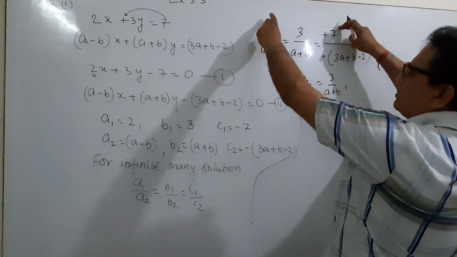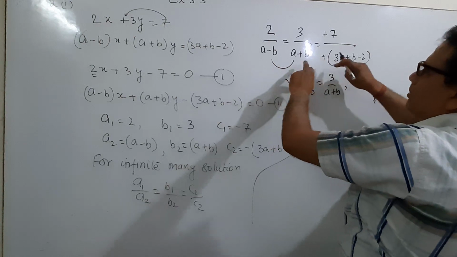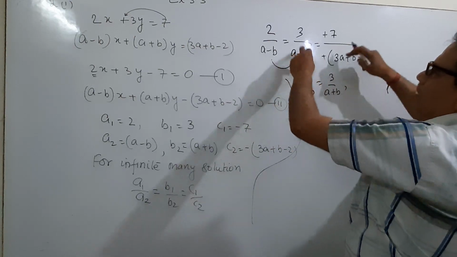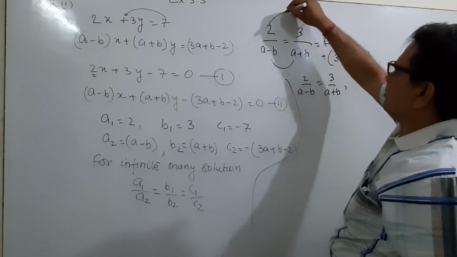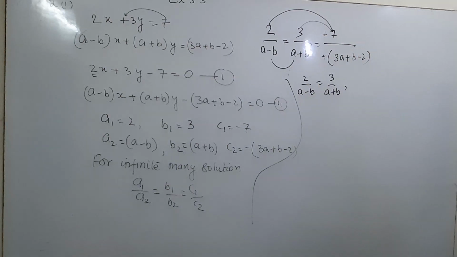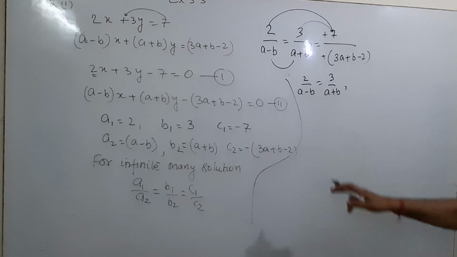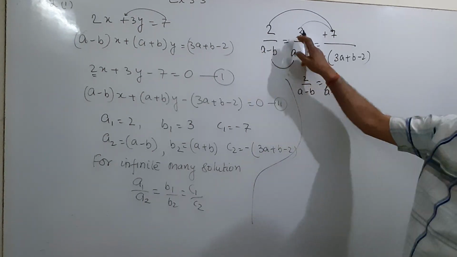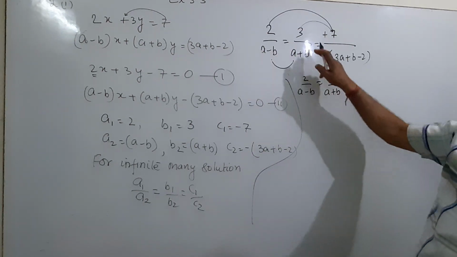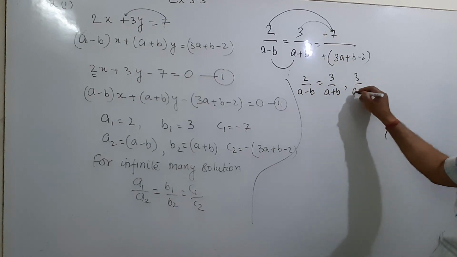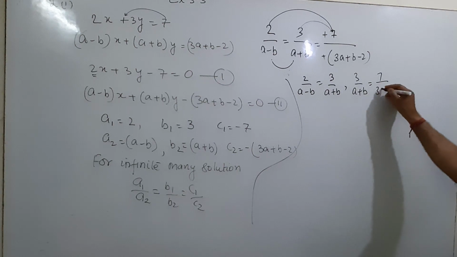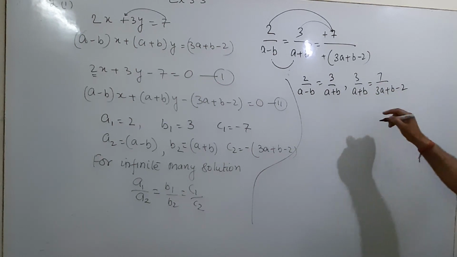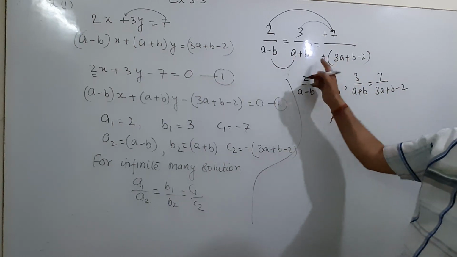We have to compare either this equal to this, or this equal to this, or this equal to this. We have to take two conditions only: 2 upon (A minus B) equal to 3 upon (A plus B), and similarly 3 upon (A plus B) is equal to 7 upon (3A plus B minus 2). We can take this equal to this also.